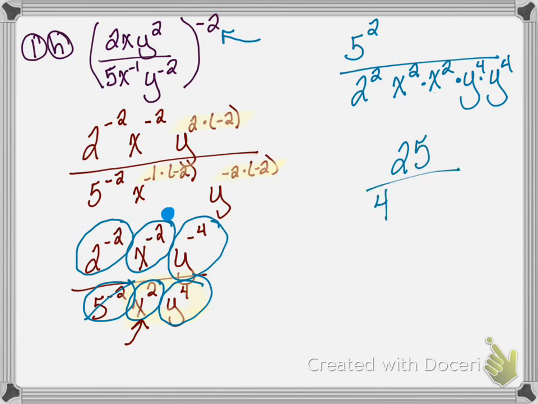When I have two terms with the same base being multiplied together, I add those exponents. So that's going to be 2 plus 2. So I have x to the 4th power. Okay, now we're going to do that again with y to the 4th times y to the 4th. That becomes y to the 8th. And that is my final answer right there. 25 over 4x to the 4th, y to the 8th.